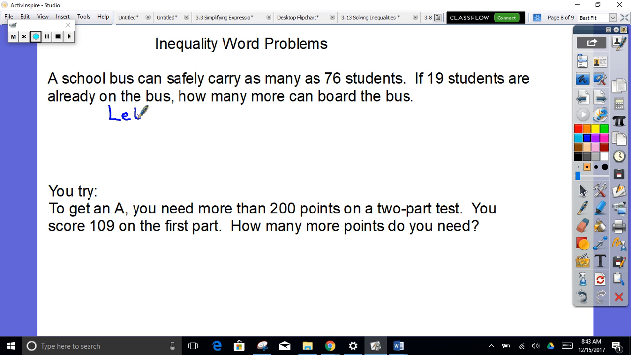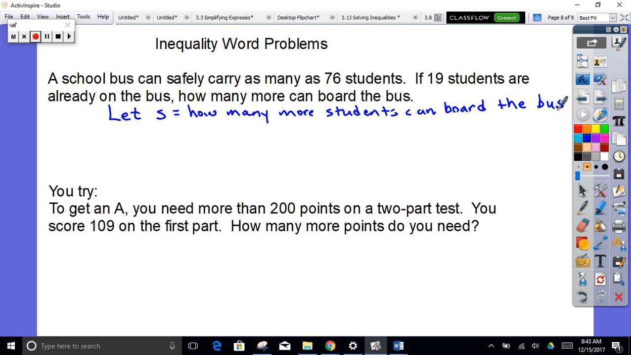Okay, so let S equal how many more students can board the bus. And that seems kind of long, but we really need all of that information, because we don't just want to say S is the number of students, because the number of students could be how many are on the bus altogether, not just how many more. So we really need all that information.